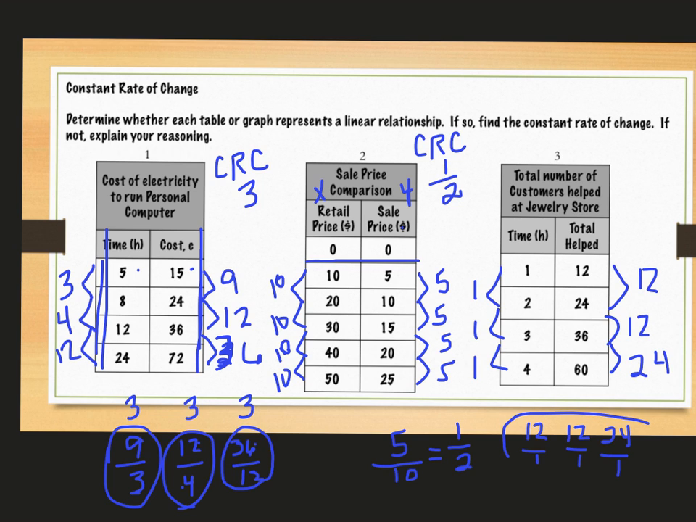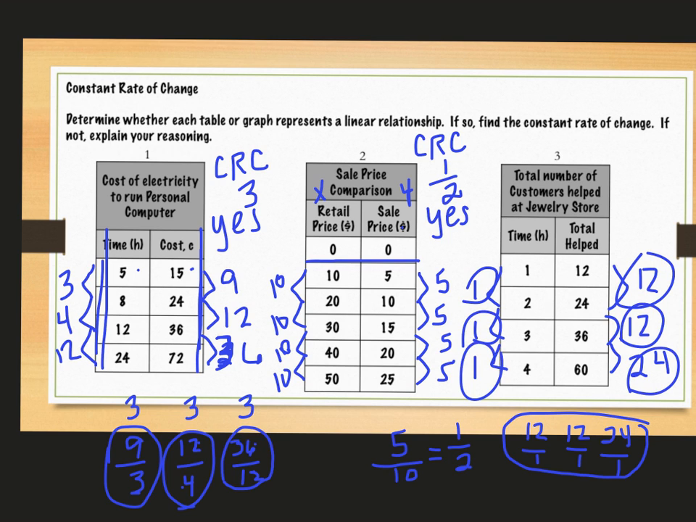So this is not a linear relationship. So this one would have been yes. This one would have been yes. But this one doesn't have a constant rate of change. It changes by 12, and then all of a sudden 24. So it is not linear.